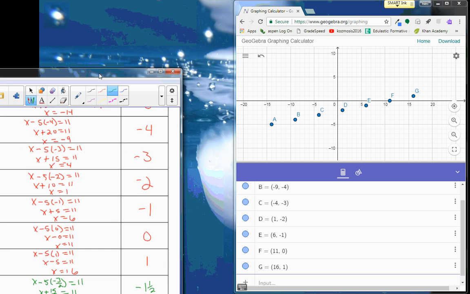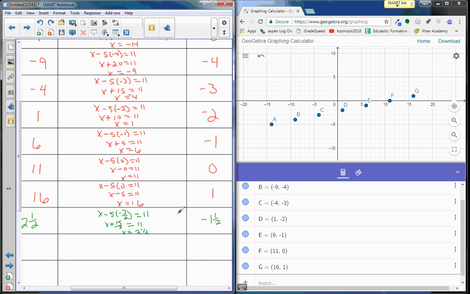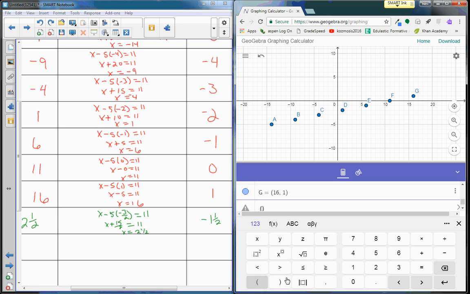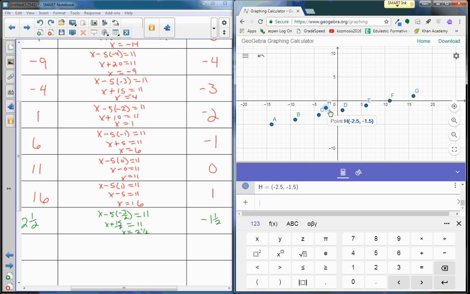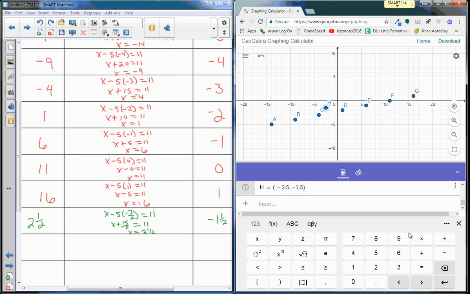Okay, so let's take a look at that for now, see where we go. Let me move this over here. We have the point negative 2.5, comma negative 1.5, so I'm going to input that and graph it. Okay, there's a problem here. Oh, it's not negative. It's 2.5, so I need to get rid of that negative sign. That's better. Okay, or is it? 2.5, comma negative 1.5.